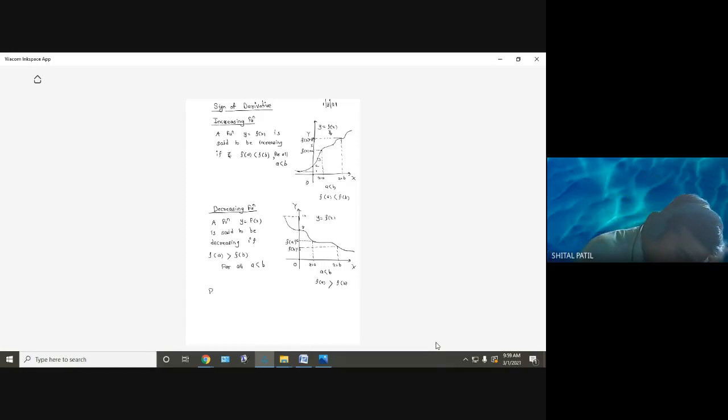Okay, then write, remark. Write, consider a function y equal to f of x. Write, 1.